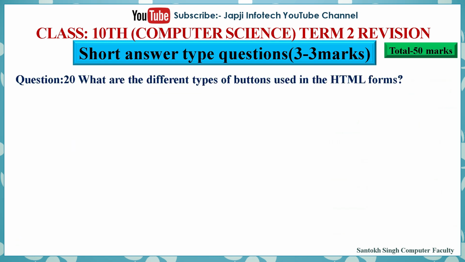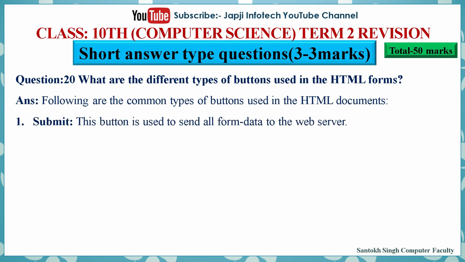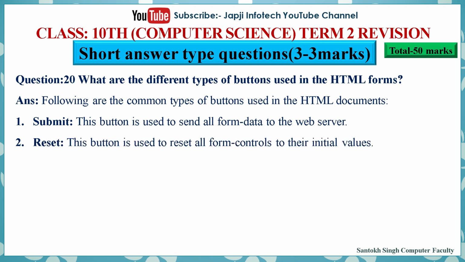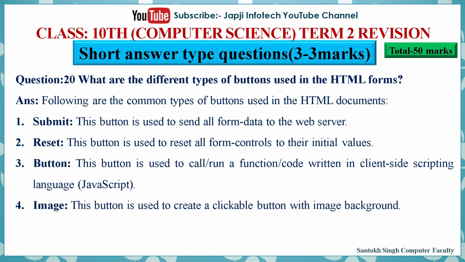And 20th question is, what are the different types of buttons used in HTML forms? So following are the common types of buttons used in the HTML document. The first one is submit button. This button is used to send all form data to the web server. Second one is reset button. This button is used to reset all form controls to their initial values. Third one is button. This button is used to call or run a function or code written in a client-side scripting language. And fourth one is image. This button is used to create a clickable button with image background.